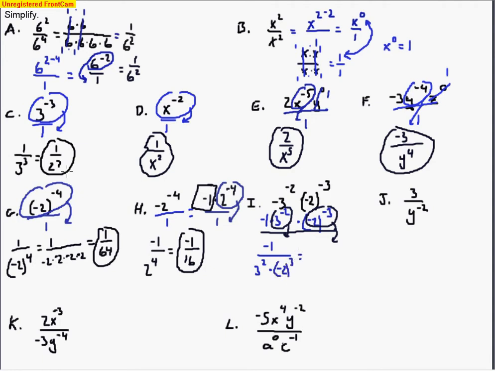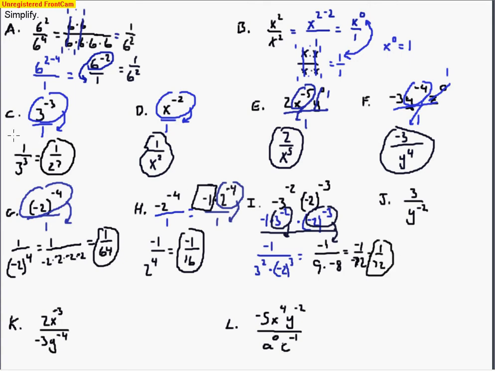Well, when we go ahead and multiply that out, we end up with a -1, and then 3 to the 2nd makes 9, and -2 to the 3rd power. Now this is 3 negatives. Odd number of negatives makes a -8. So that makes -1 over -72, which just gives us a positive 1 over 72.